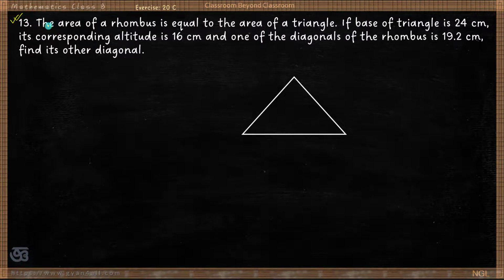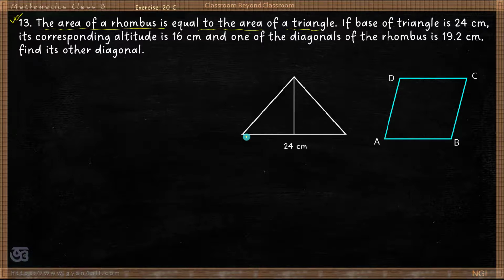Question number 13. The area of a rhombus is equal to the area of a triangle. If the base of the triangle is 24 centimeter and its corresponding altitude is 16 centimeter, and one of the diagonals of the rhombus is 19.2 centimeter, find the other diagonal. So this is the triangle and this is a rhombus. The area of the triangle is equal to the area of the rhombus, and the base of the triangle is 24 centimeter and altitude is 16 centimeter.